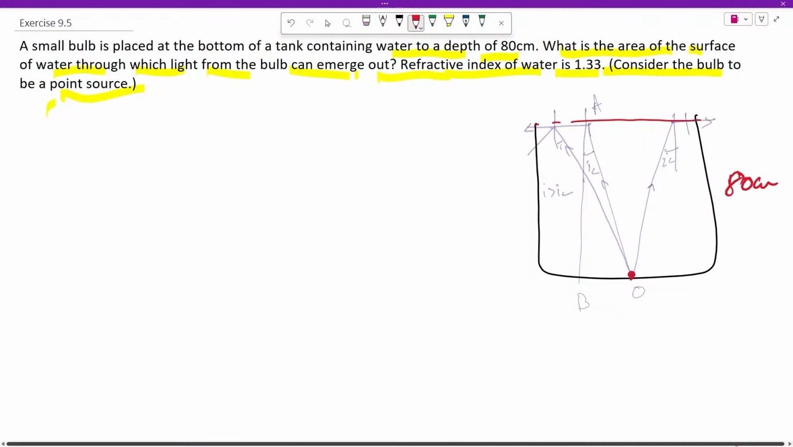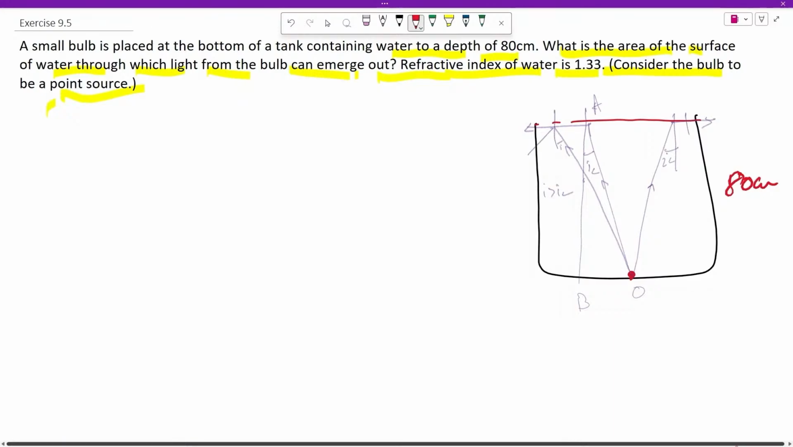We know that the critical angle is defined as the angle of incidence which gives 90 degrees for the angle of refraction. That is, if IC is the critical angle, then the refracted ray would not cross the interface and it will just remain on the boundary like this, OA. And if the angle of incidence is greater than the critical angle, then the ray will be reflected in the same media. And if it is less than IC, the critical angle, then the ray will come out. Now we have to find out in what area the ray comes out of the tank.